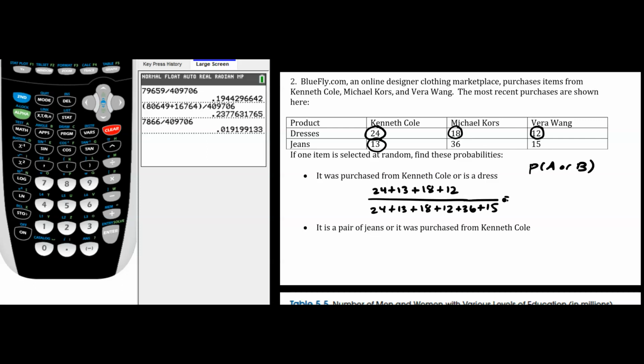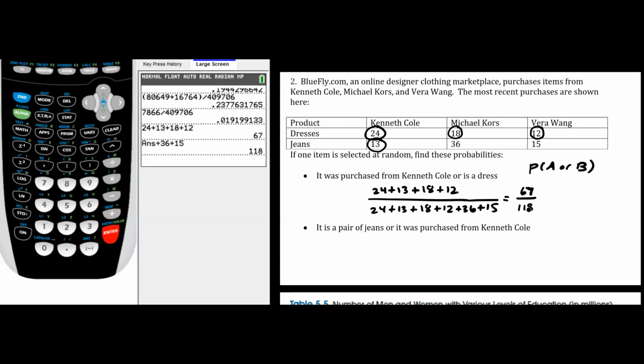So let's compute this. Over here we've got 24 plus 13 plus 18 plus 12. And that gives me a numerator of 67. And our denominator is going to be all of that with an additional 36 and 15. So let's say 67 plus 36 plus 15. And so that denominator is 118. So you should end up with 67 divided by 118 for your answer here. And this gives us, rounded to 4 decimal places, 0.5678.